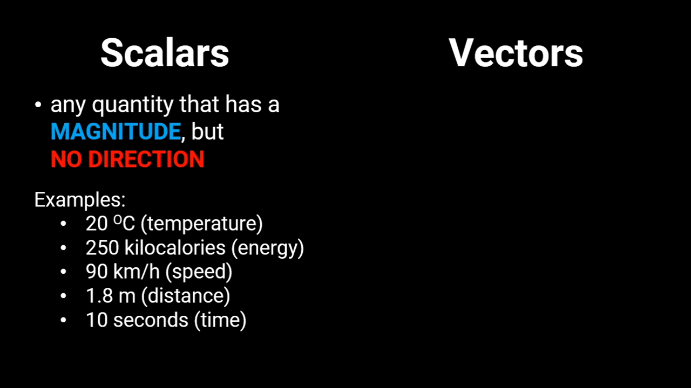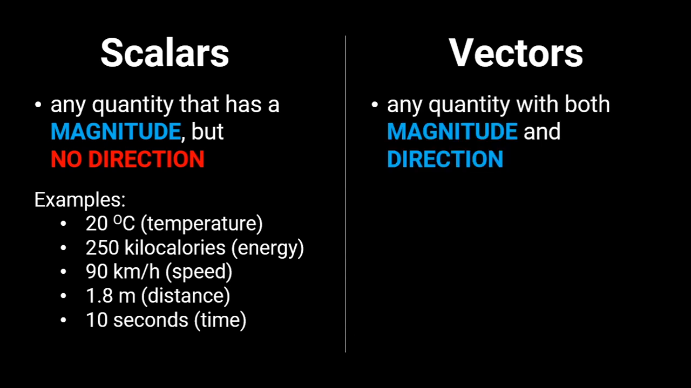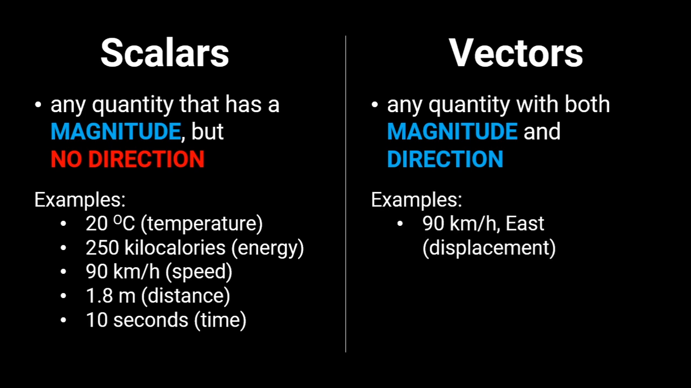In comparison, vectors are any quantities with both magnitude and direction. Examples are 90 kilometers per hour east for displacement, and 500 newtons straight down for force. Vectors are represented graphically by arrows.